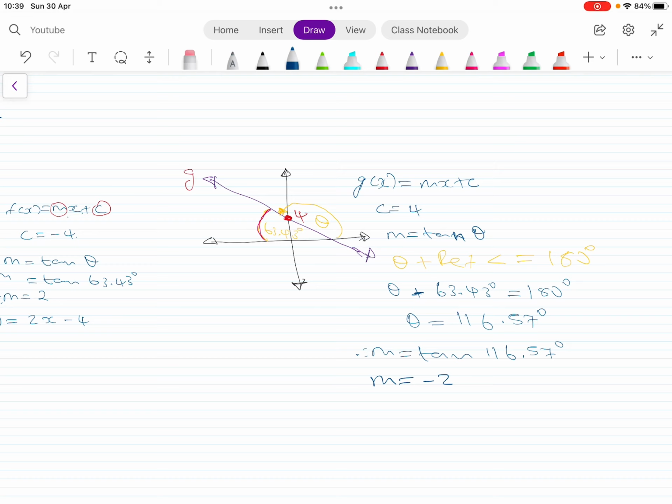Okay, now that you have your m, you have your c, that means g of x is equal to -2x. It's mx, then plus c. What is c? It is 4. Then you see how you get the equation.